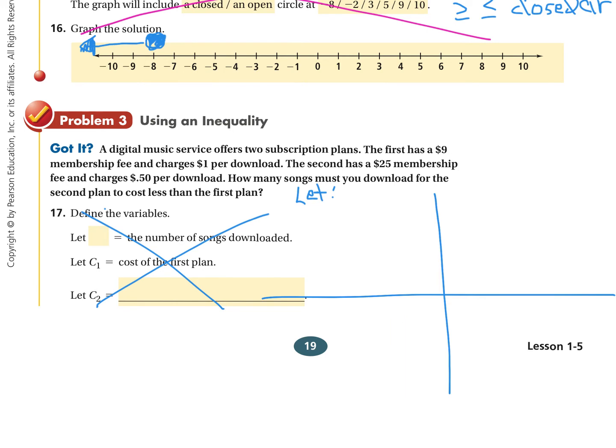So let's go through our problem and highlight and underline things that are important. So we have a digital music service that offers two subscription plans. So they have the first plan and the second plan. And then the question is, how many songs must you download for the second plan to cost less than the first plan? So we have to look at both plans and figure out which one is a better deal. One is a better deal if you download a certain amount, and the other one is a better deal if you download a certain amount. So if you don't download much, you might go with one plan, and if you download a lot, you'll go with a different plan. So let's look at our plans.